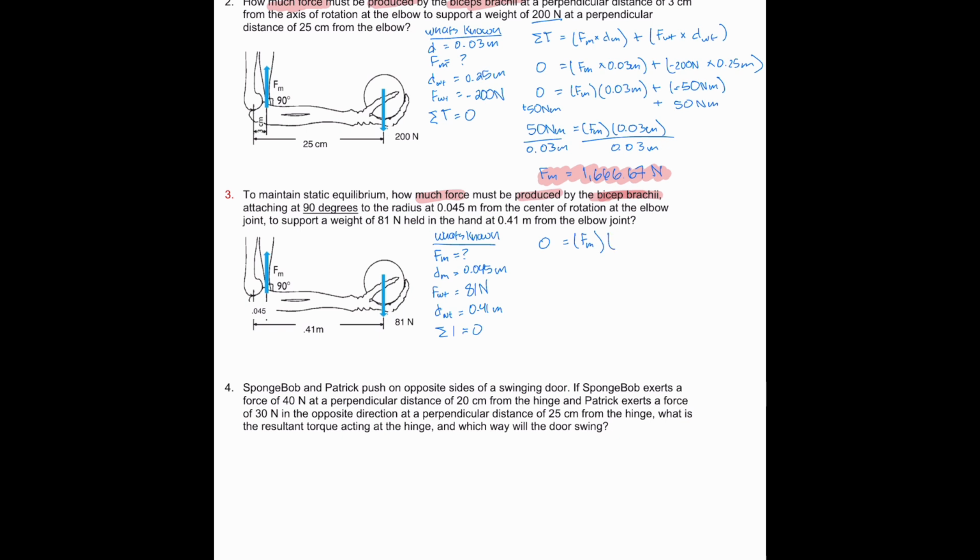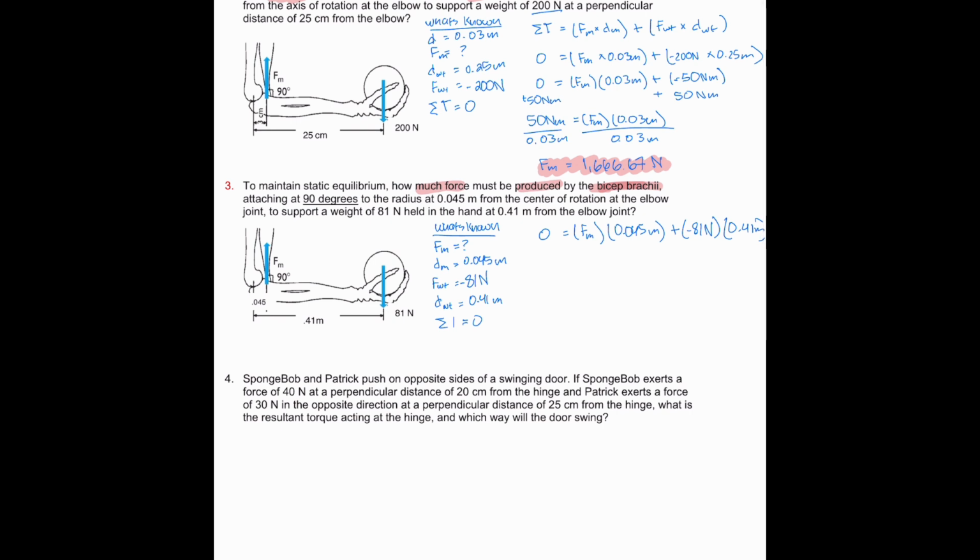times 0.045 meters plus, and always remember, I totally forgot to mention that the force of the weight would be negative 81. Like I mentioned earlier, it's negative 81 because the force of the weight is acting downwards, so against us here. So we just put 81 newtons times the distance from it, so 0.41 meters. Now we just do our simple math here.